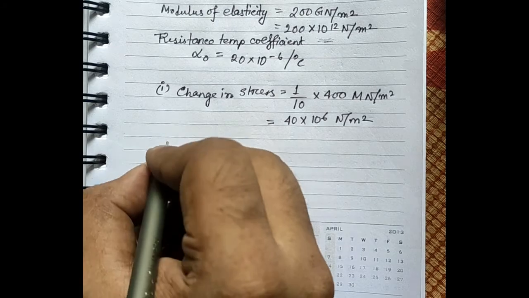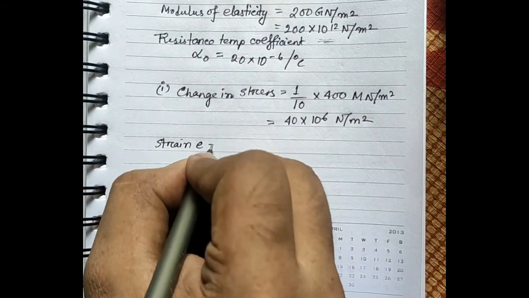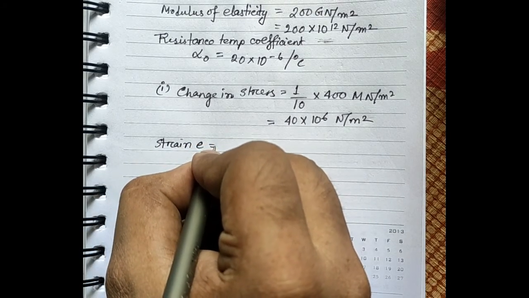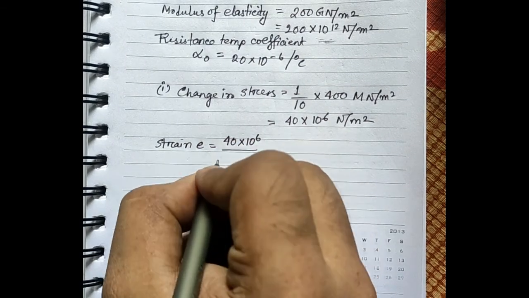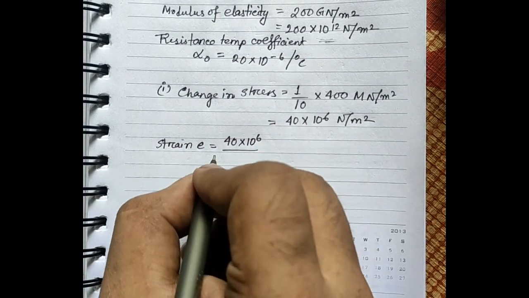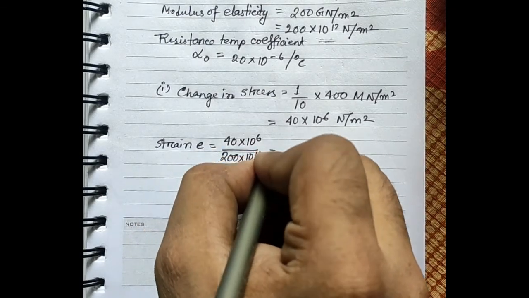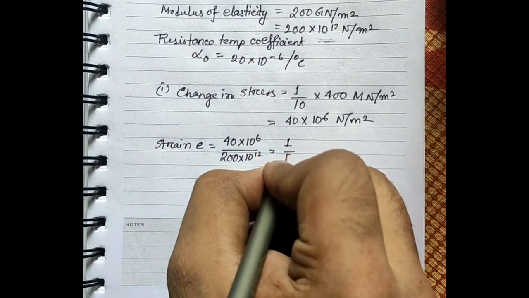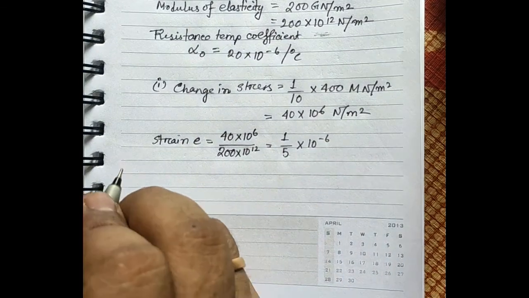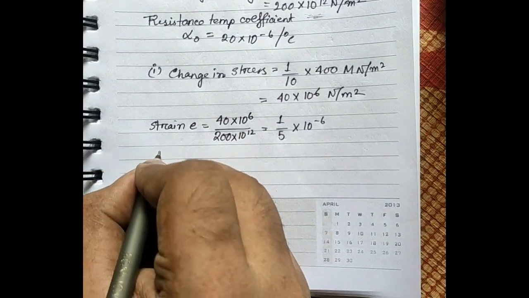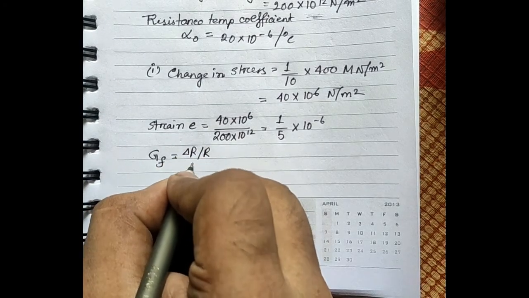So strain, e, will be equal to stress by modulus of elasticity. So stress is 40 into 10 to the power 6, divided by modulus of elasticity, which is given as 200 into 10 to the power 12. So after solution, it will become 1/5 into 10 to the power minus 6. That is the strain. Then the gauge factor, you know that gauge factor GF is del R by R divided by e.